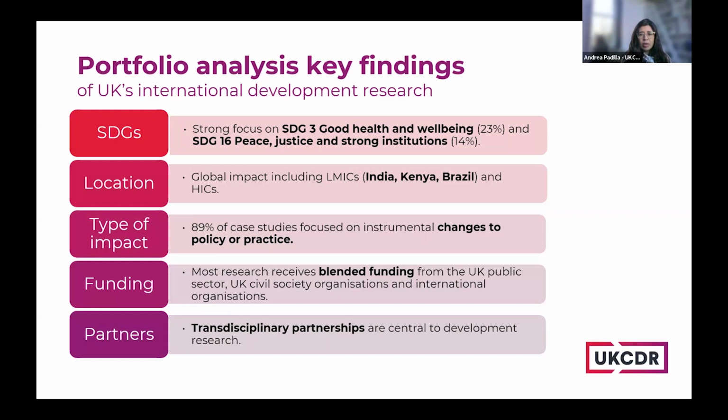And in terms of funding, most research had multiple funding sources, so mainly from UK public sector, which involves UKRI's research councils and FCDO, but also from UK civil society organizations such as Wellcome and Leverhulme Trust, and international organizations like WHO and, well, the European Commission. And finally, in terms of partnerships, we discovered that while academic partnerships are still pretty much essential, both from high-income countries and low and middle-income countries, there is increasingly relevant partnerships both in social and natural sciences with non-academic partners, so transdisciplinary partnerships.